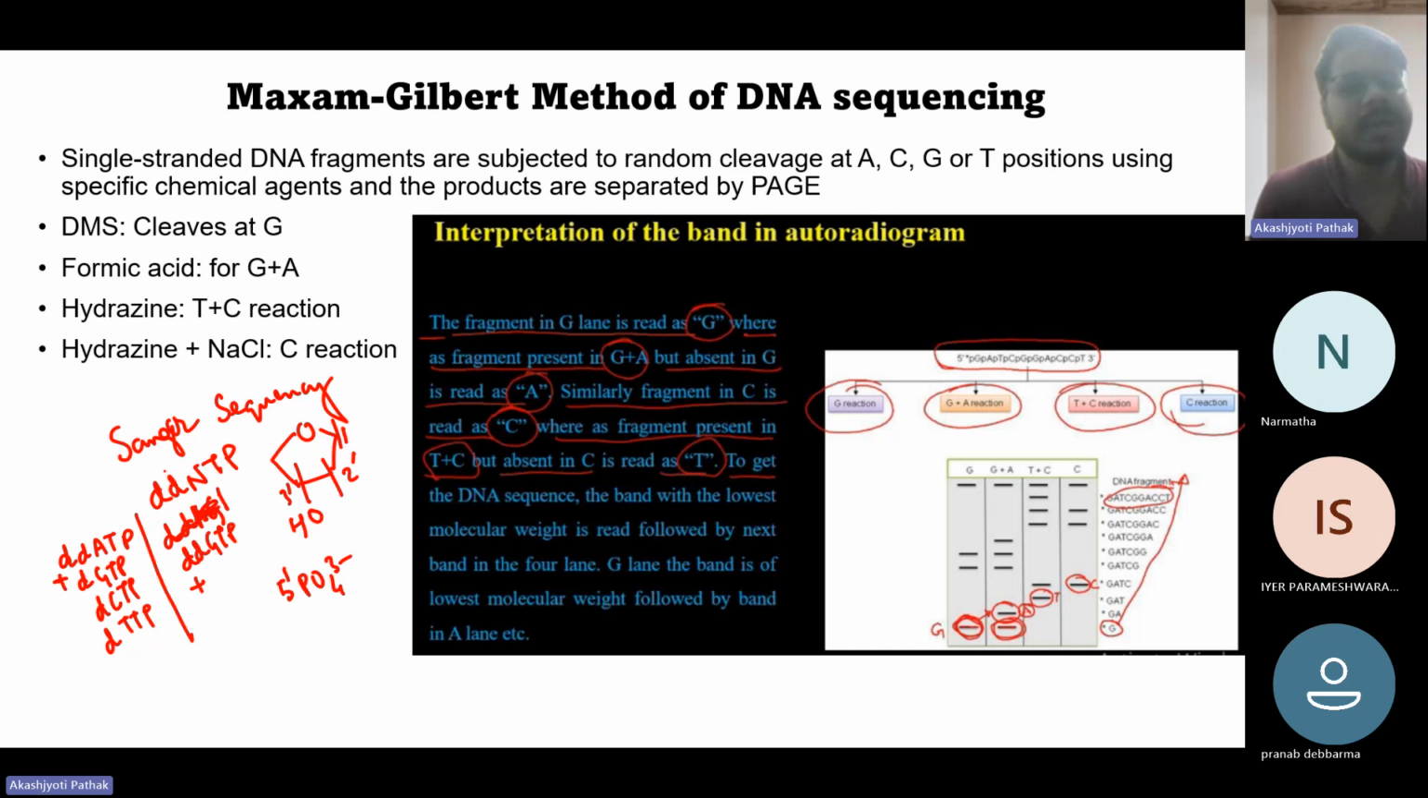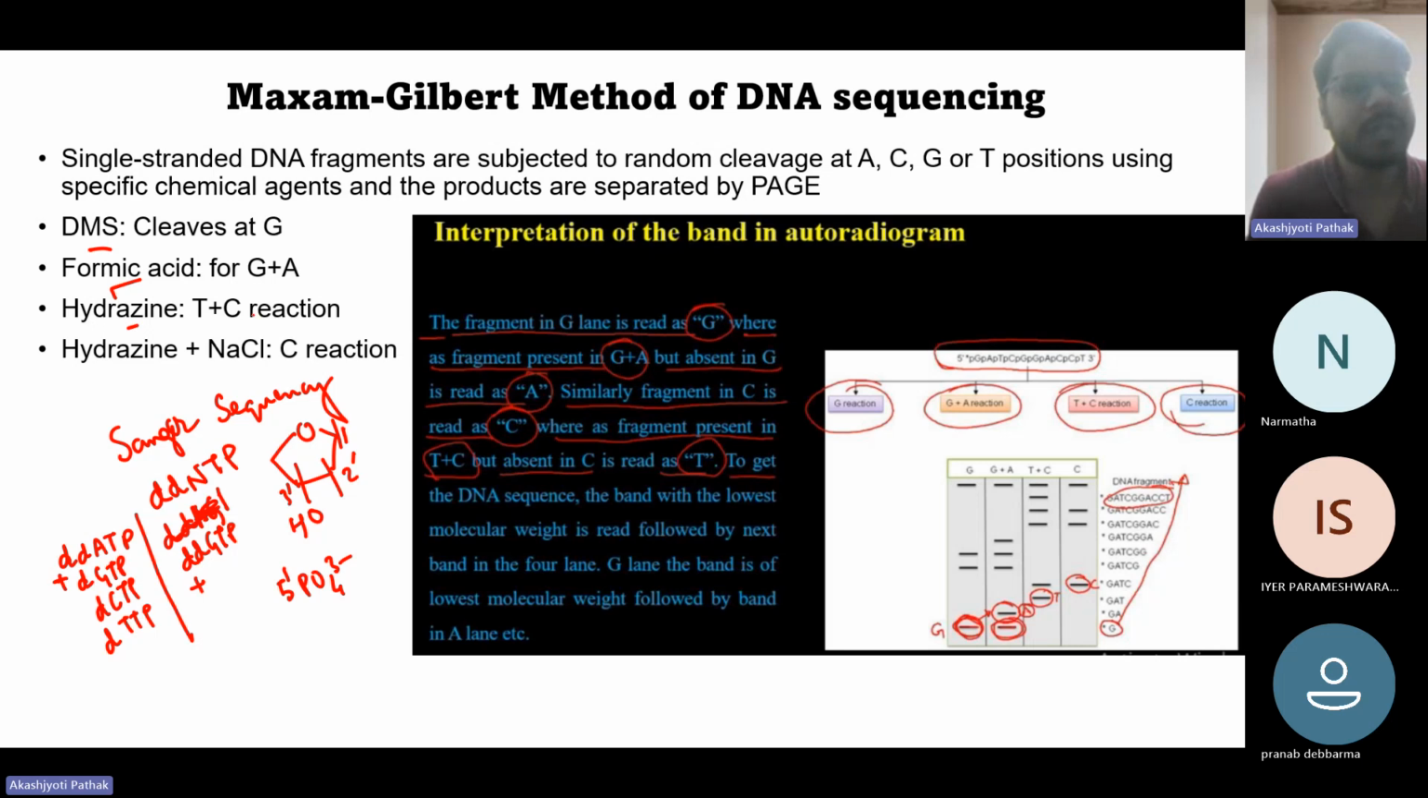So in Sanger sequencing, these dideoxynucleotide triphosphates are used, while the Maxam-Gilbert method is a chemical method. You treat the DNA with different chemicals like DMS, formic acid, and hydrazine plus NaCl. These chemicals cleave at specific nitrogenous bases. If you use DMS, it cleaves at G. If you use formic acid, it cleaves at G plus A. Okay.